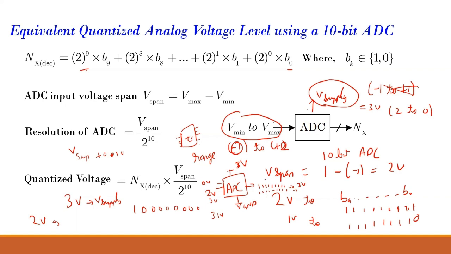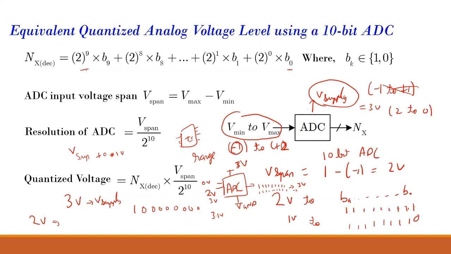Sir, you are saying that vSpan depends exactly on the vSupply itself, right? Yes. But it does not depend on the input range. Whatever you are giving, if I am getting 0 to 2 volts and the supply is 3 volts and the bit size is fixed, then the resolution of the ADC doesn't change. No. The resolution of the ADC depends on the supply voltage, not the input.